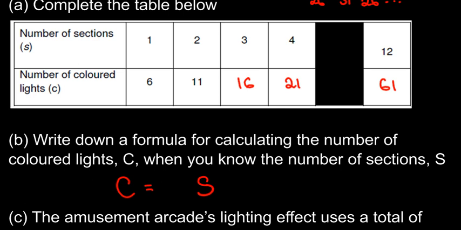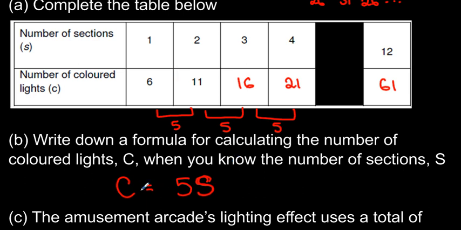and how we find out what that something is, we want to look at how much this is going up by each time. So it's going up by 5, and it's going up by 5, and it's going up by 5. So looking at it, it appears that our formula has something to do with the 5 times table. Okay, so C equals 5S is part of our formula, but it doesn't quite work.